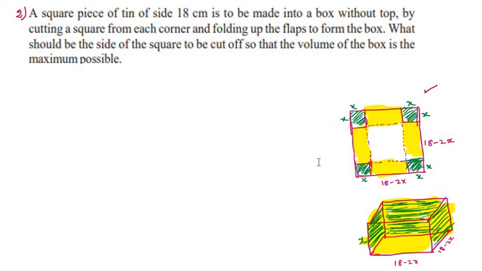See this 18 minus 2x remains as the length of the base. Understood? 18 minus 2x, 18 minus 2x. And this 18 minus 2x become the breadth. This become the length and this become the breadth. And the flap, what is the side of the flap? This is x, actually x we have taken. That only becomes the height of the box. Understood? Therefore, the dimensions of the box are 18 minus 2x, 18 minus 2x, and x. Therefore, length of the box is 18 minus 2x, breadth of the box is 18 minus 2x, and the height of the box is x.